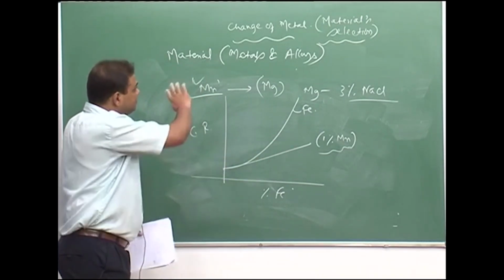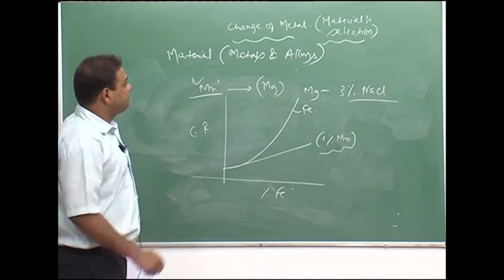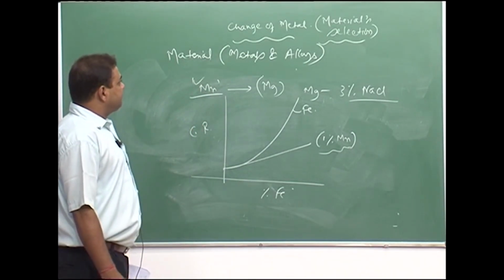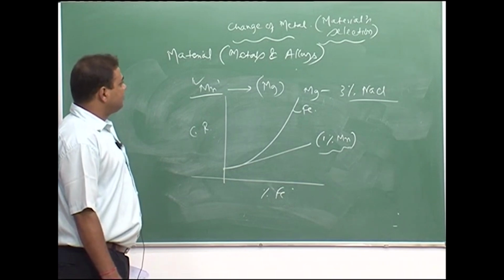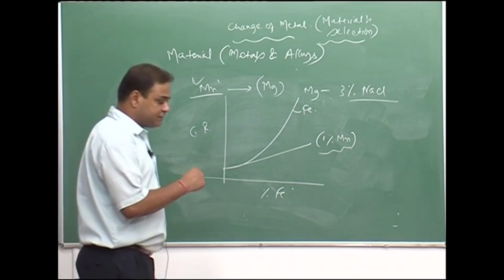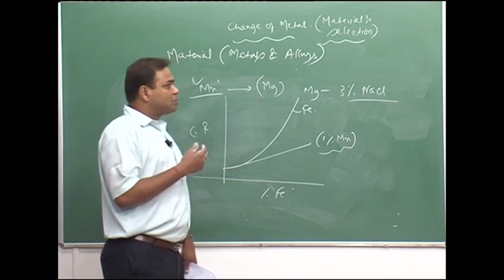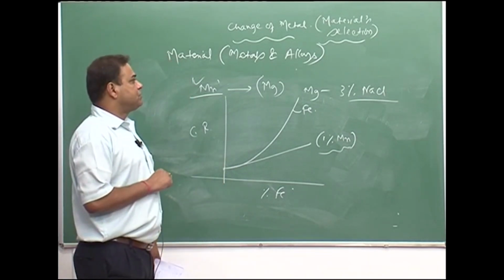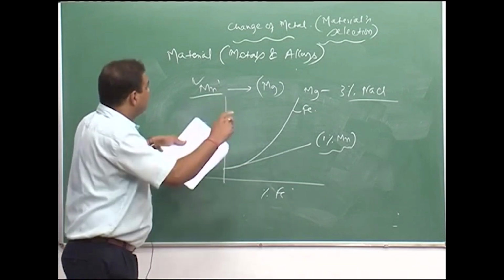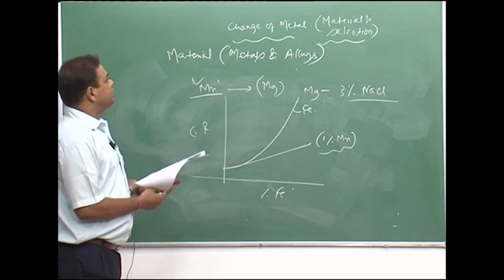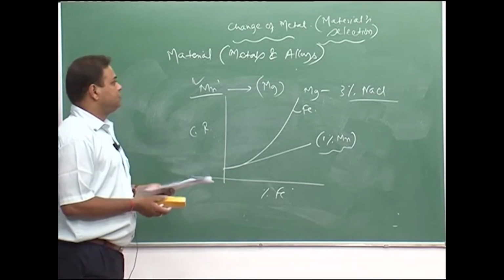And this is overall the effect of different metals and alloys on the corrosion rate, and how we can select different materials, and how we can improve the corrosion resistance of a particular metal or alloy. This is overall the change of material. This is falling under change of material or material selection.